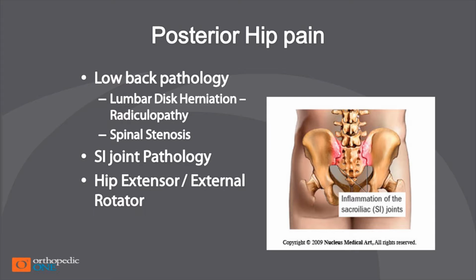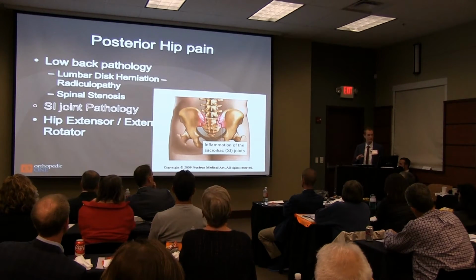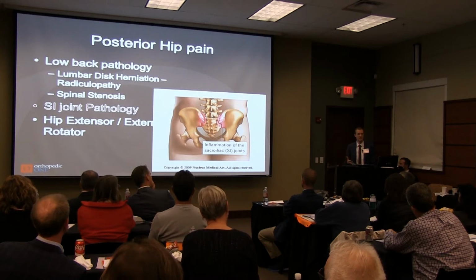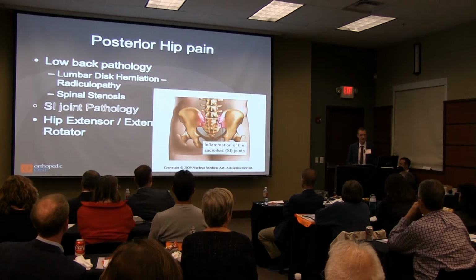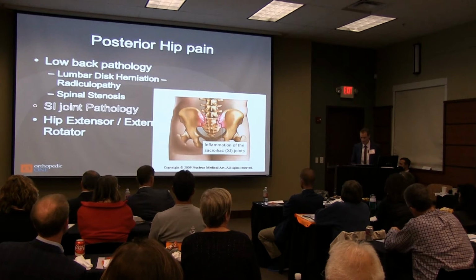Sacral stress fractures, they have trouble putting weight on their leg, whereas SI joint arthritis or inflammation patients usually can. But typically on physical exam, the FABER test, that's flexion, abduction, and external rotation of the leg, will put some stress on the SI joint and often cause pain for them.